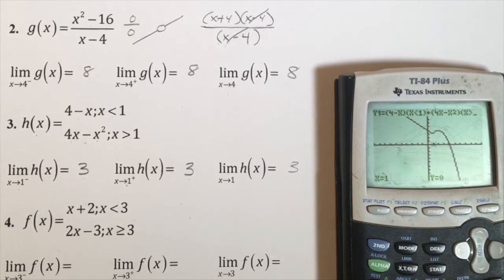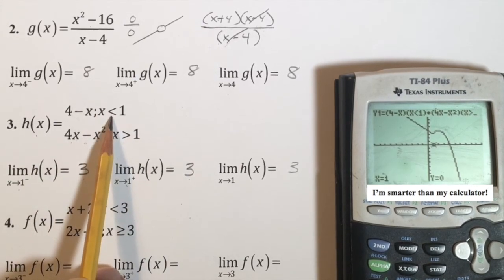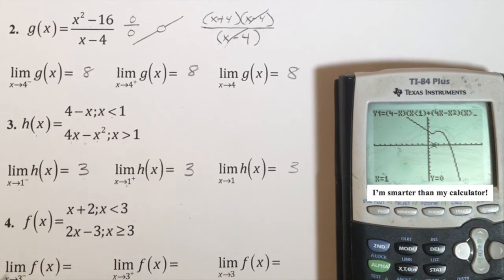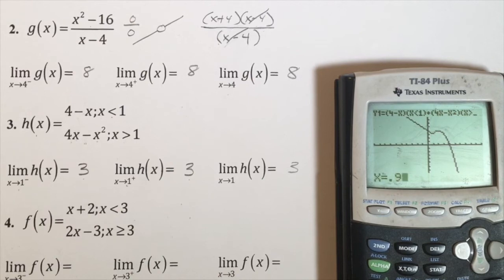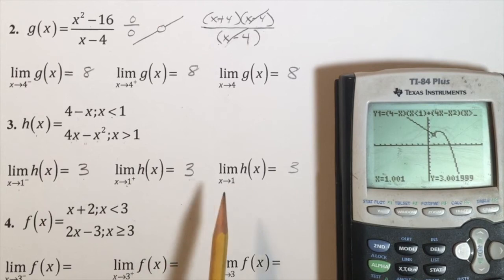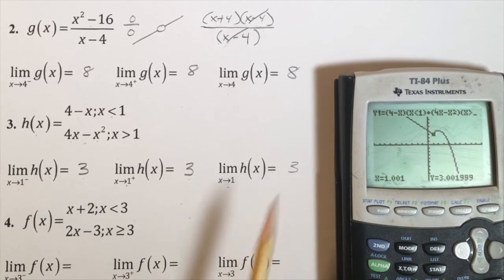If I trace 1, this function's undefined because the function only exists when x is less than 1 or greater than 1. The function does not exist when x is equal to 1. But if I go a hair to the left of 1, if I trace 0.999, I get essentially 3. And if I go a hair to the right of 1, I get likewise essentially 3. The hole in this graph is at the point (1, 3), so the limit as x approaches 1 is 3.